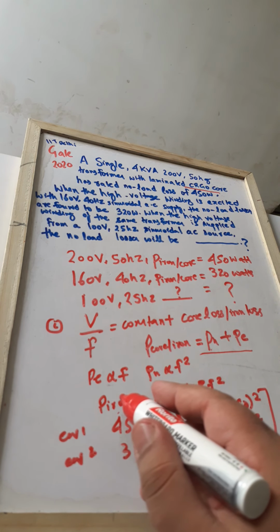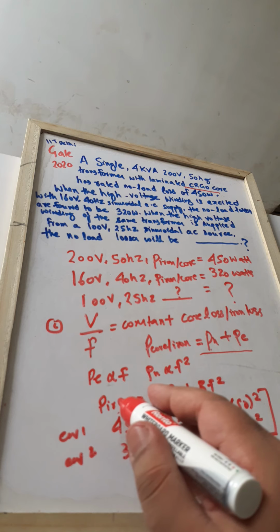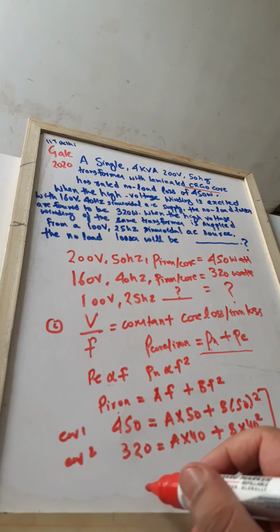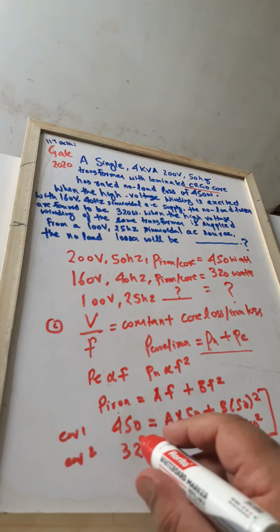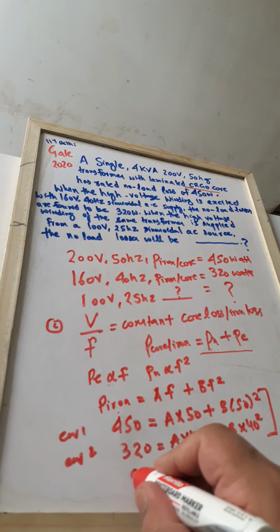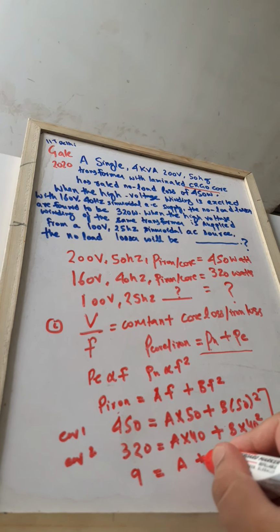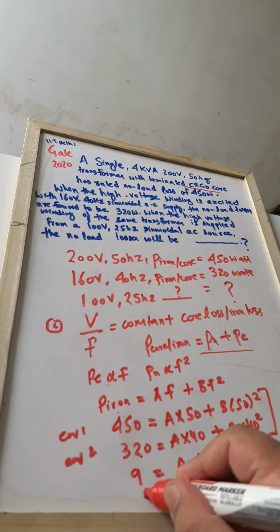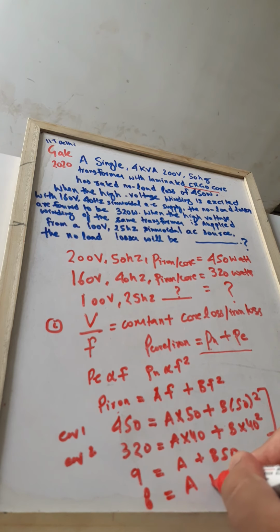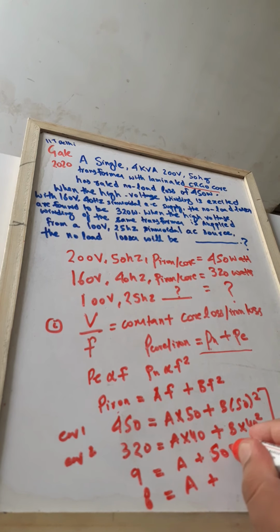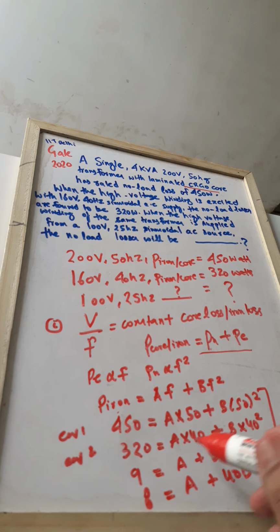If we solve these equations, we will be able to get, see here, 450 by 50 we can take out here. So 450 by 50 is 9, and 1a goes there, so a plus b 50. Similarly 320 by 40, this would be 8, is equal to a plus 40b. So this is simple cross multiplication what I have done.